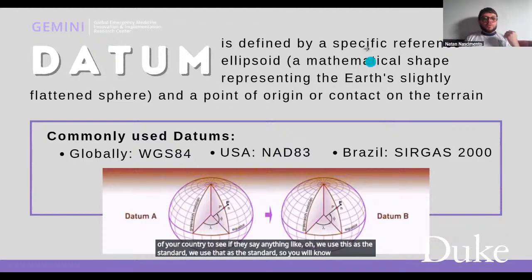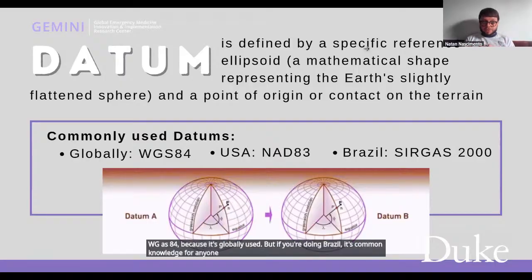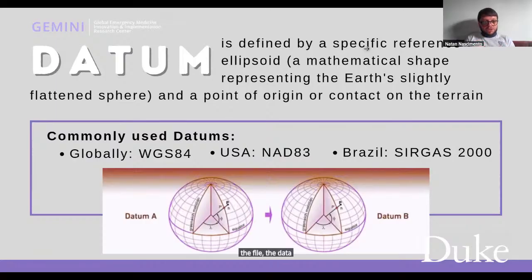Of course, you won't go wrong with WGS84 because it's globally used. But if you're doing Brazil, it's common knowledge for anyone working with spatial analysis that it is SIRGAS, because the data file will already be projected in SIRGAS. So the standard is the one that you downloaded it in, and then you change it if you want. If you download a shape file from the United States Statistical Bureau, it will probably come in NAD 83.